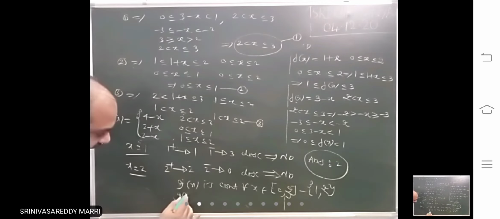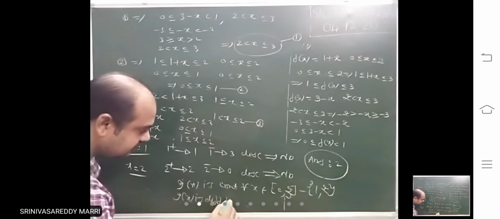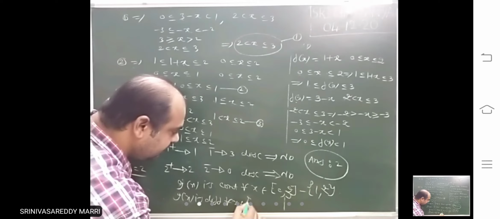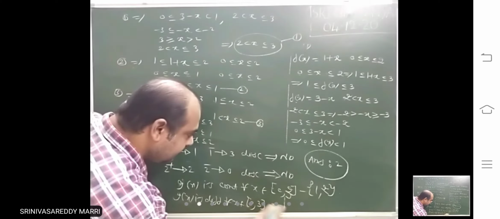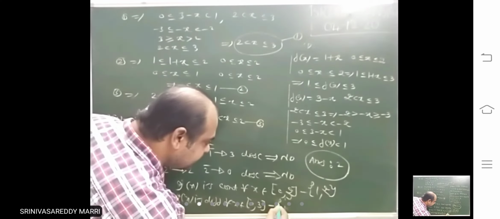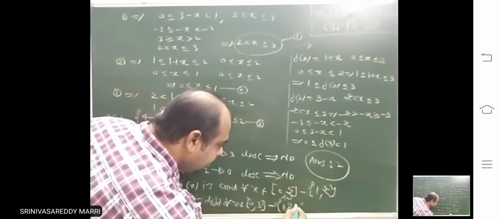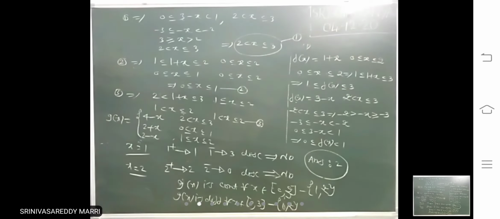Suppose asked to write the interval in which it is differentiable. For all x belongs to where it is defined, 0 to 3 minus 1, 2. Except at 1 and 2, everywhere it is differentiable. Like that, whenever a composite function occurs, you have to do like this.